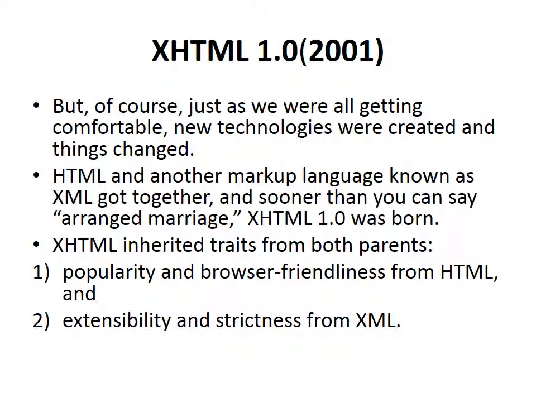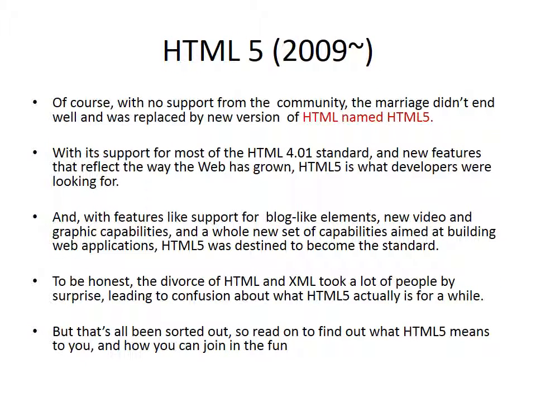In 2001, HTML and another markup language known as XML got together, and sooner than you can say arranged marriage, XHTML 1.0 was born. XHTML had browser friendliness from HTML and extensibility and strictness from XML. XHTML was not supported by the community and was replaced by a new version of HTML named HTML5.